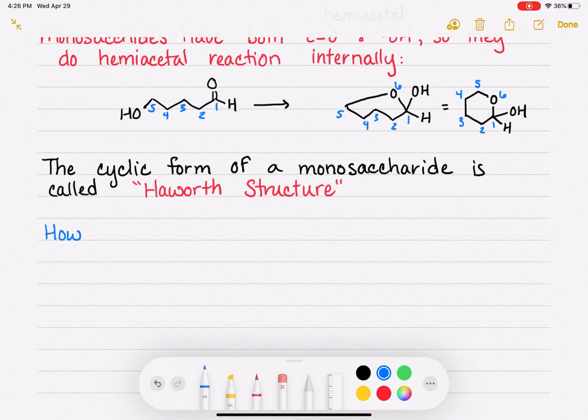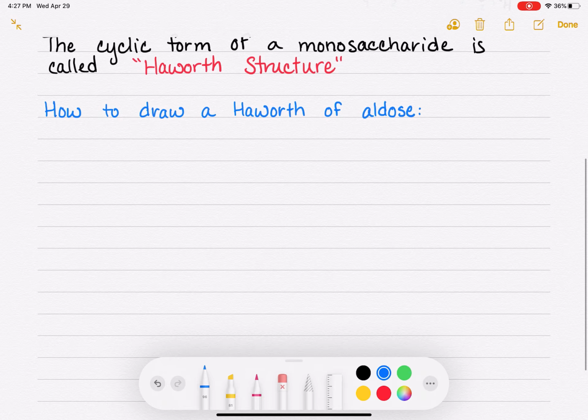Our strategy for drawing the Haworth structure depends on if we are dealing with an aldose or a ketose. So we're going to start with how to draw the Haworth structure of an aldose. What you're going to get here is a super simplified how-to. This is not going to be a very scientific explanation. It's just going to be kind of quick and dirty: this is how you're going to take one drawing and turn it into a totally different drawing.